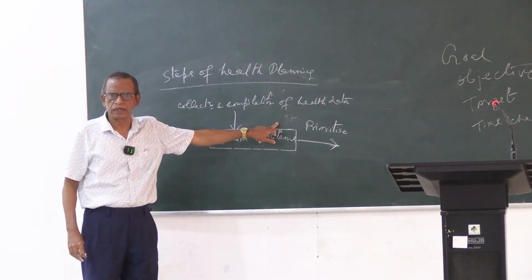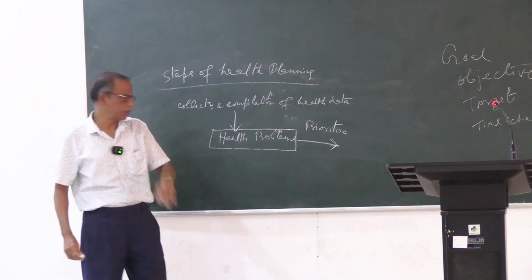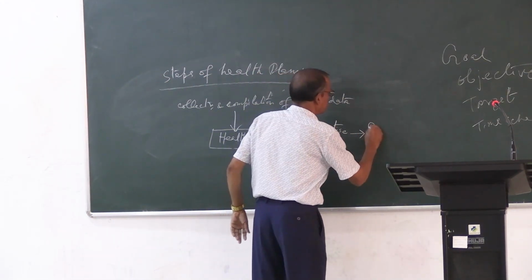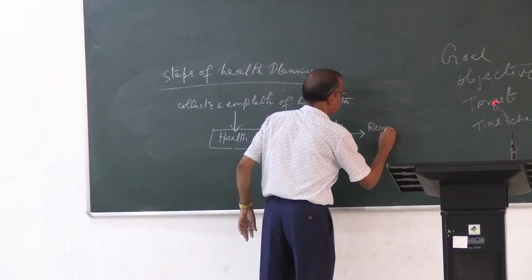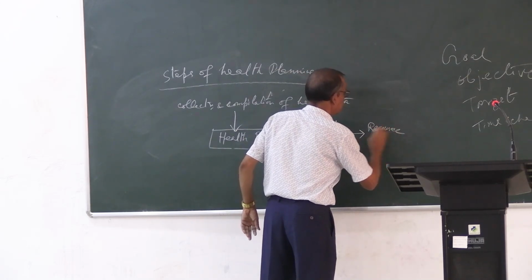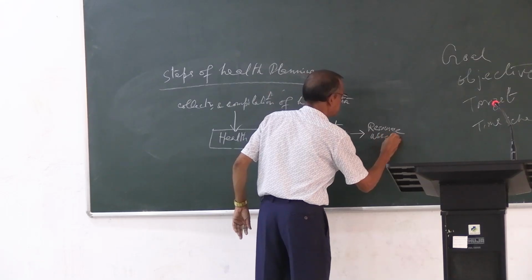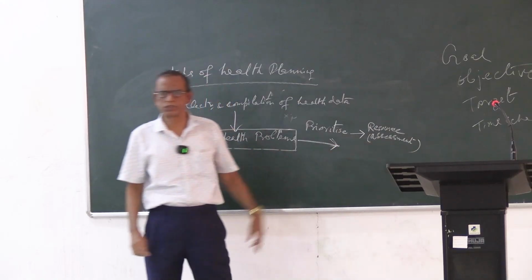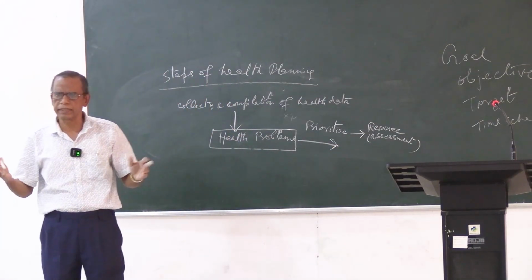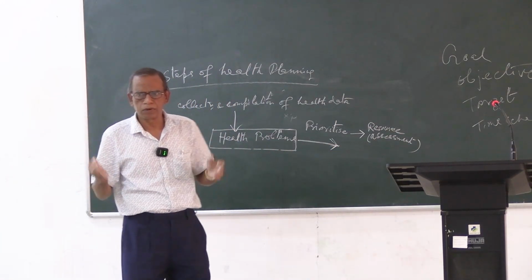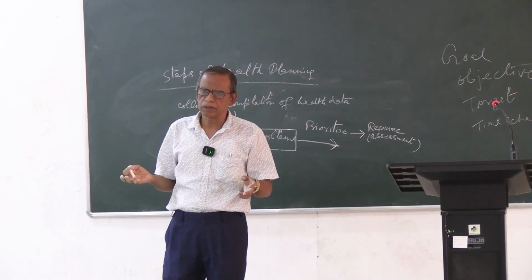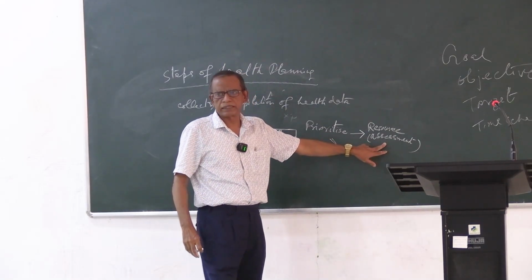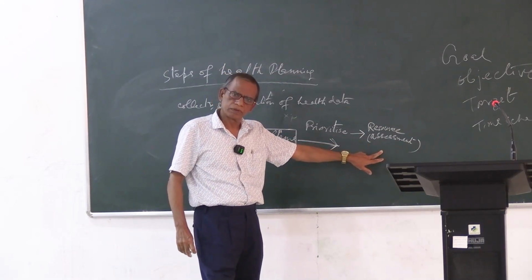Why is prioritization done? Because of limited resources. Side by side, you have to do assessment of resources. What resources are there? Whether adequate funds are there, whether trained personnel are there. So, you have to assess what resources we have. Clear?